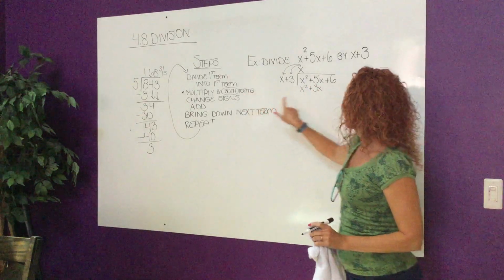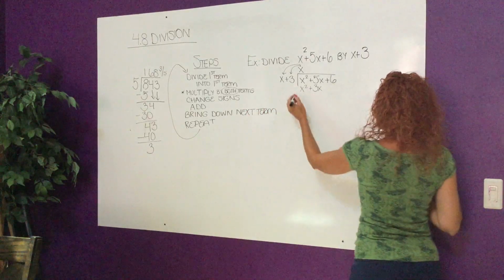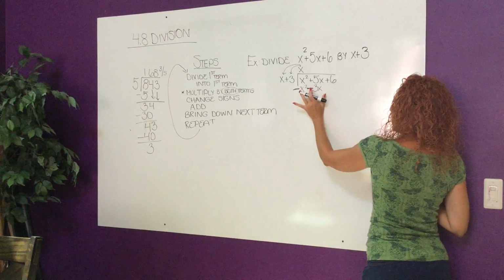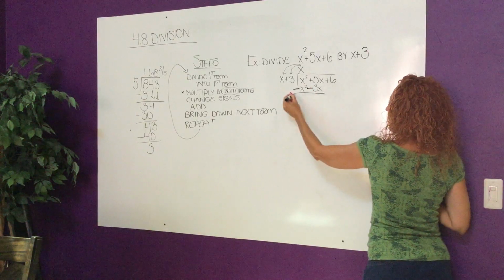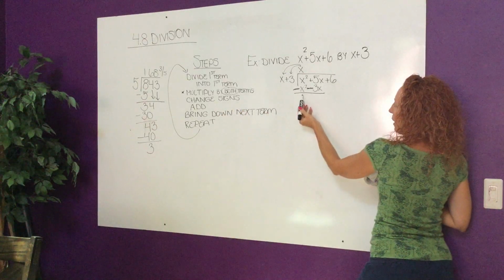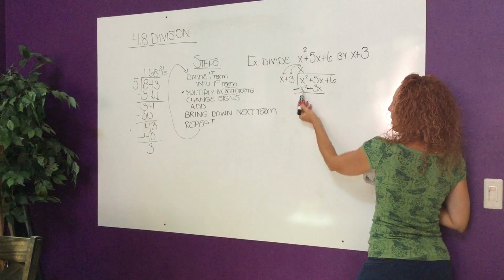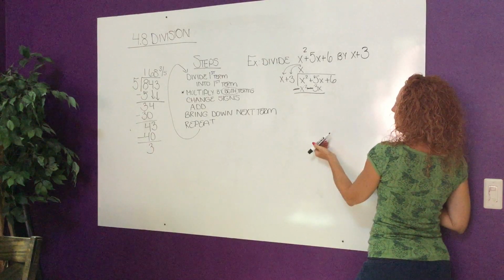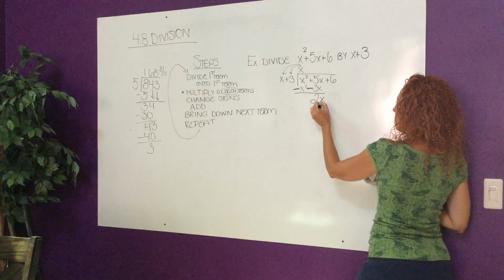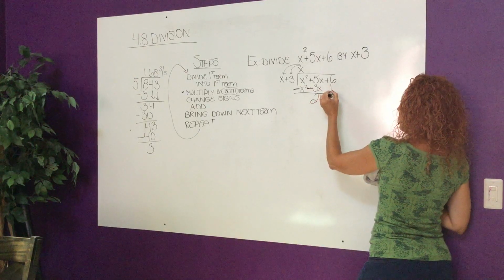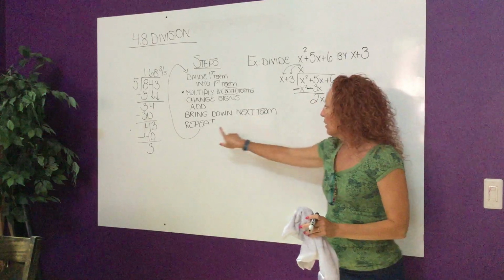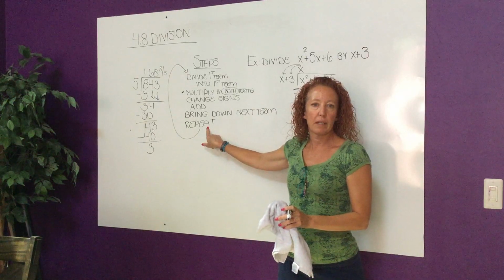Change the signs. So I've got a positive and a positive. I'm just going to override that with a negative and a negative. Maybe take that out right there. Draw my line. Add straight down. You want this first piece to go away. X squared minus x squared goes away. 5x minus 3x is 2x. And then we're going to bring down the next term. So bring down the next term, and then we're going to go back up to the beginning.